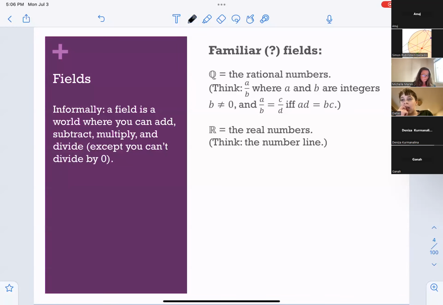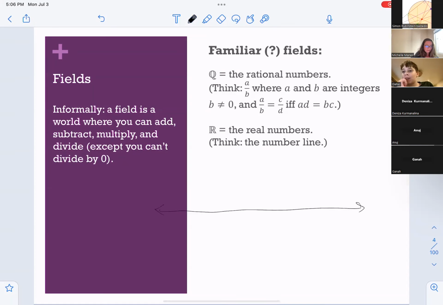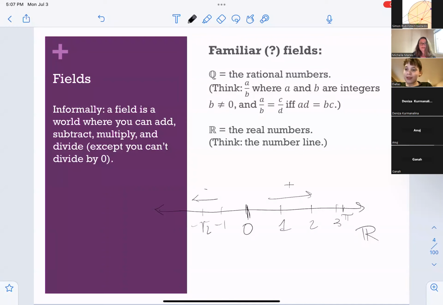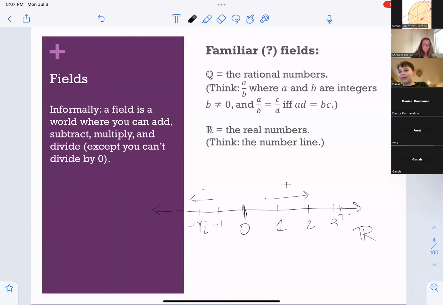Okay, so we know the rational numbers. We also all know the real numbers, right? The real numbers are a little harder to define very rigorously. It's very cool if you take a real analysis class and learn how to do that. But for right now, you can just think about the number line. So here's the real numbers. I've got 0, with positive numbers to the right and negative numbers to the left. And I've got pi over here, and minus square root of 2 over here, and all those fun numbers, okay? So we've got the rational numbers, we've got the real numbers.